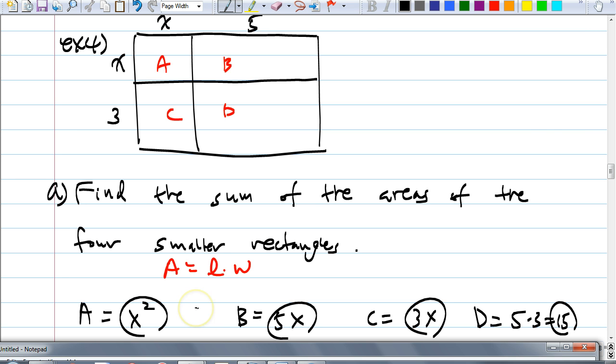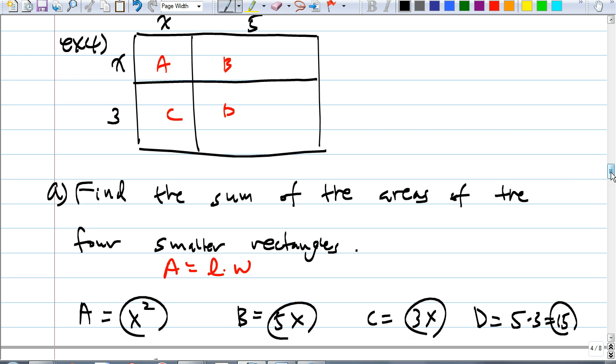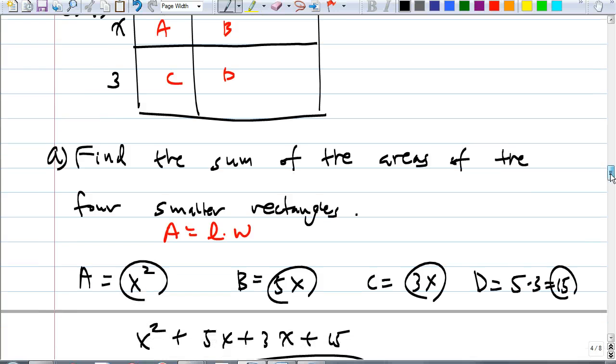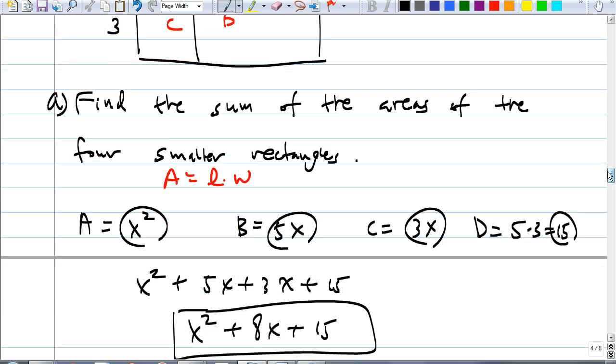You find the area of A. We found four areas, right? Just tell me what you write. You go x squared plus 5x plus what? 3x plus 15. We were adding A, B, C, D right here. Okay? So am I done? No. What do I write? Don't you have like terms? So what should your answer be? X squared plus 8x plus 15. Exactly. How many people got x squared plus 8x plus 15?